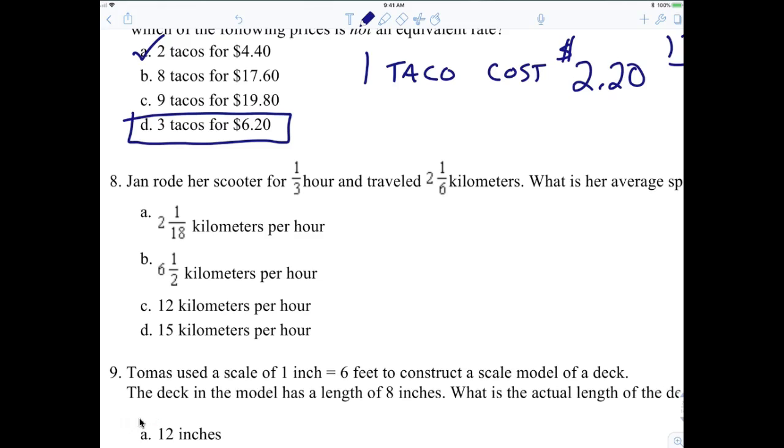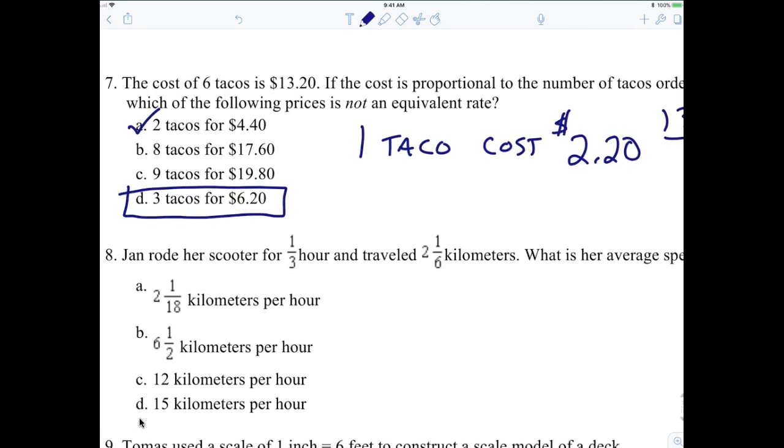But I'm confused. How is it not? Well, because you didn't read the directions. Because if you do 8 times 220, that's also 1760. And 9 times 220, that's also 1980. You with me on that? All right, so again, all you guys should highlight "not." You want the one that's not equivalent.